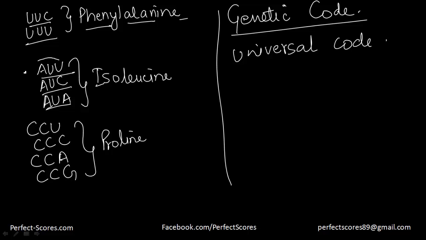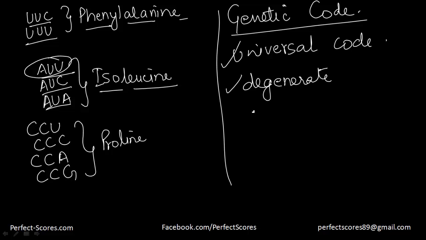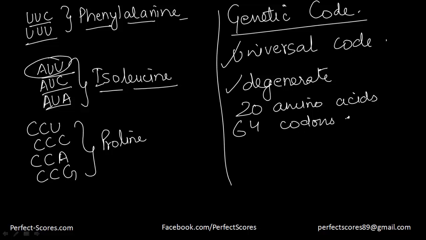That means AUU will always code for isoleucine in all animals, so it is universal. It is degenerate. That means there are only 20 amino acids and 64 codons, so more than one codon may code for the same amino acid. For example, here, 3 are coding for the same one. In this case, 4 different codons can code for the same amino acid.